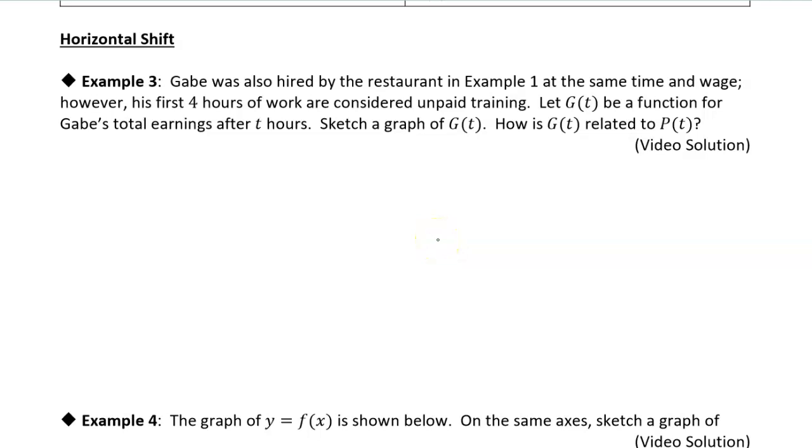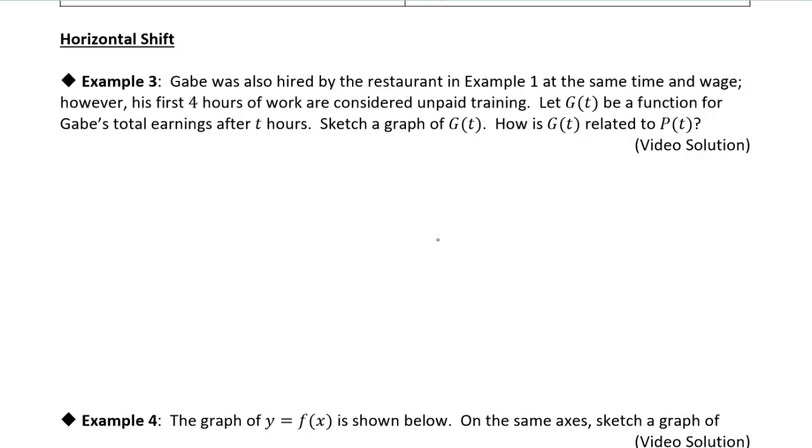All right, in this example, Gabe was hired by that same restaurant in example one, and he's making the same hourly wage. However, he has to do some training. Okay, he's going to do some unpaid training. They are requiring Gabe to do 4 hours of unpaid training. And so he's not going to earn anything until he's worked 4 hours.